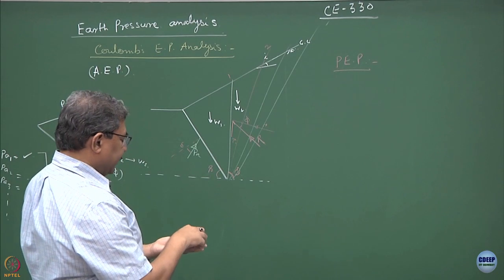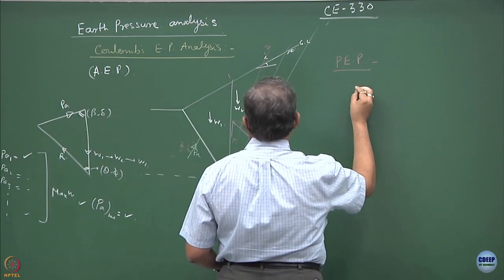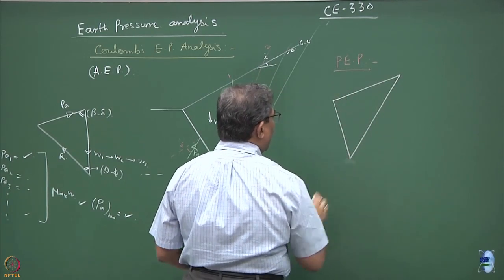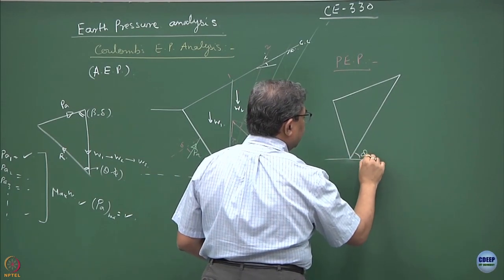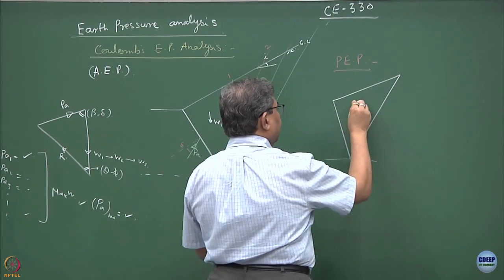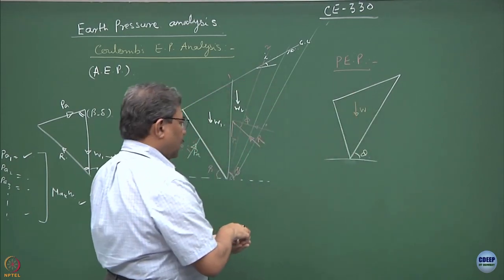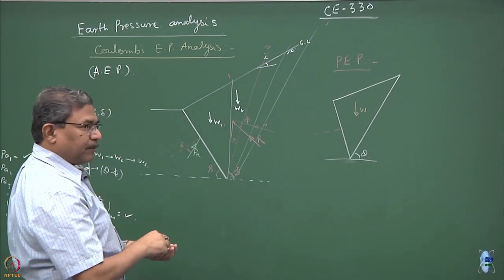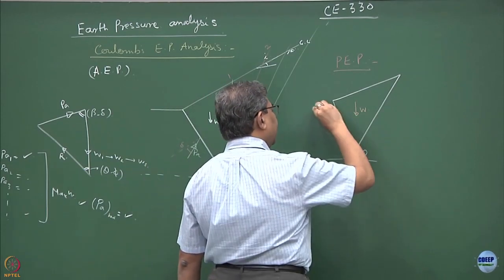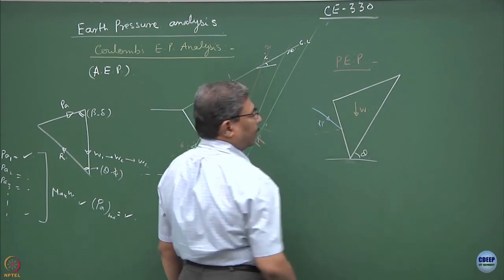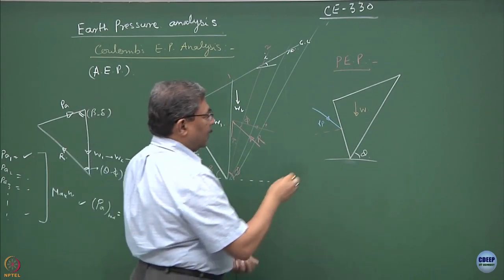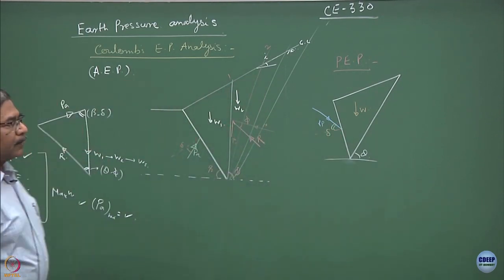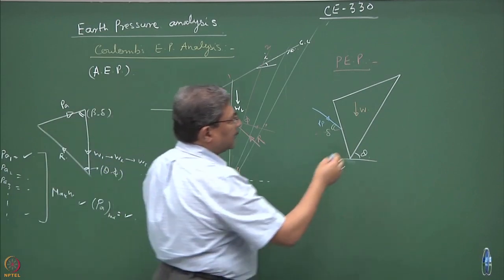How will the force diagram change? If this is the wedge, this is theta, weight is W. This is the perpendicular to the wall surface. For passive earth pressure, the batter is going to be negative, and this is going to be the delta value.